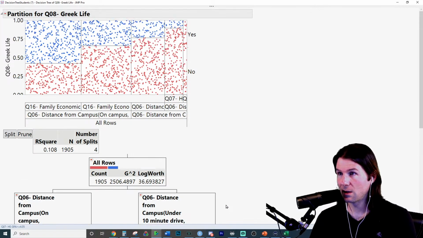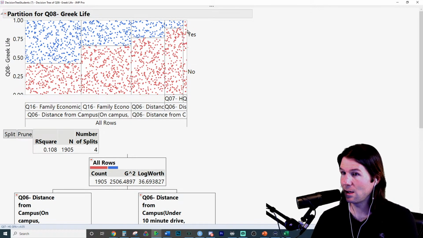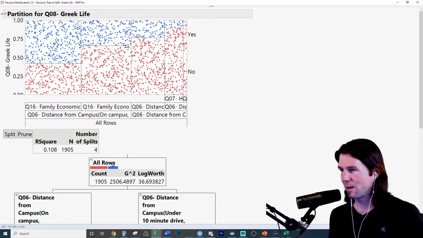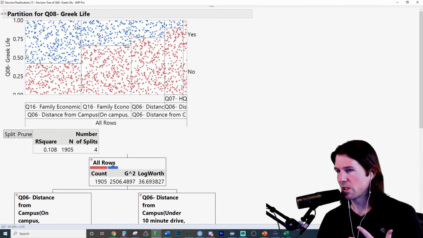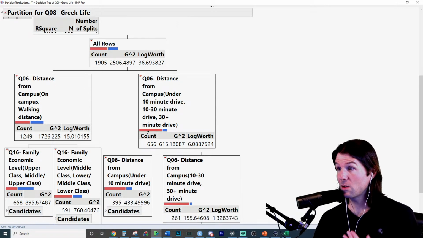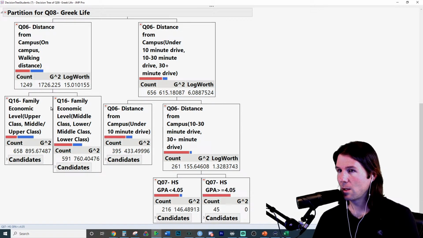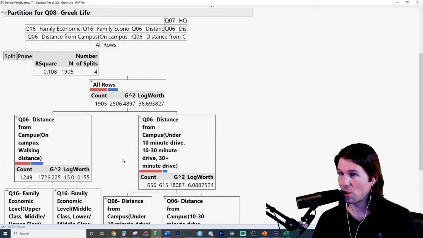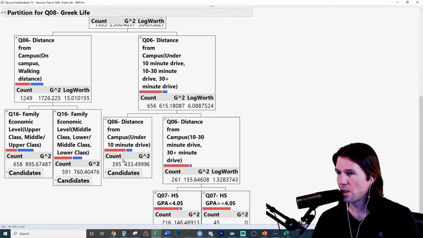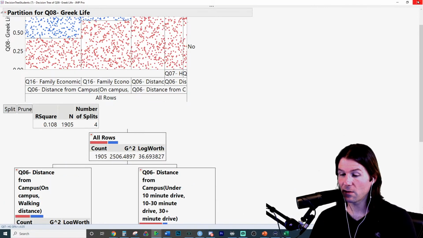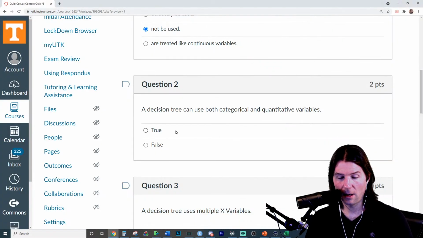So this is what a decision tree does: it breaks the data into parts. It's a really good way to analyze data because you can take a bunch of X variables and it goes through them. Distance from campus was super important. Someone's distance from campus really tells you a lot about whether or not they're in Greek life. Then we also see their family economic level, and your GPA, but that's down here, for people who live far from campus who had a higher GPA. It's not that GPA is associated with Greek life overall, it's within the variables.